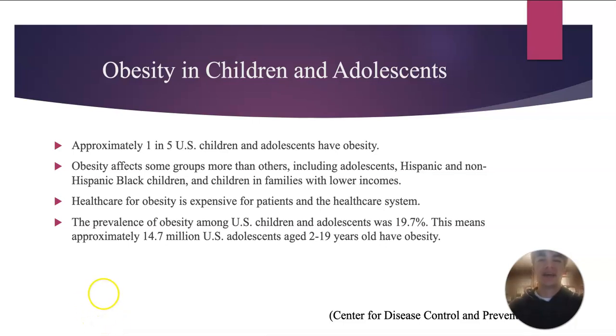Approximately 1 in 5 U.S. children and adolescents have obesity today, and obesity affects some groups more than others, including adolescents, Hispanic and non-Hispanic Black children, and children in families with lower incomes. Healthcare for obesity is expensive for patients and for the healthcare system. The prevalence of obesity among U.S. children and adolescents was 19.7%. This means that approximately 14.7 million U.S. children and adolescents between the ages of 2 to 19 years old currently have obesity.